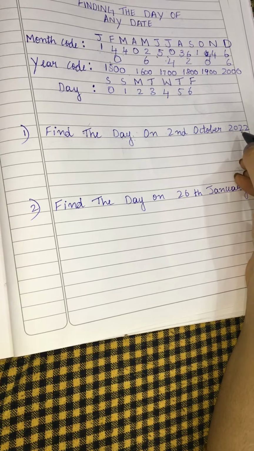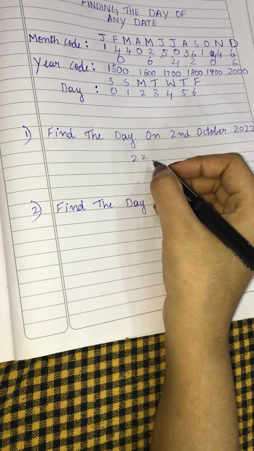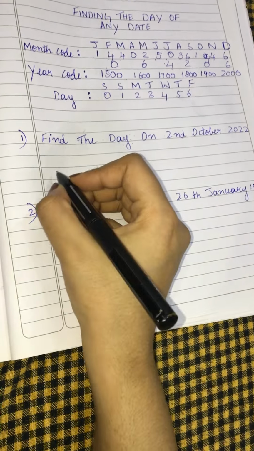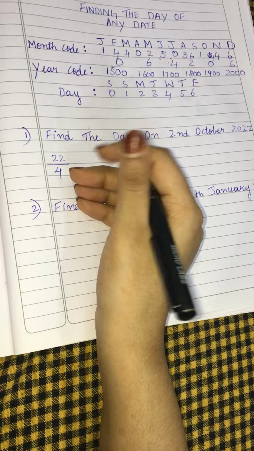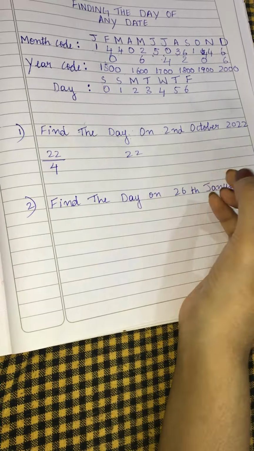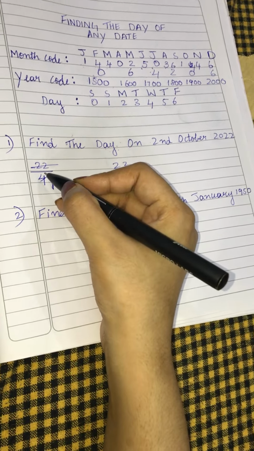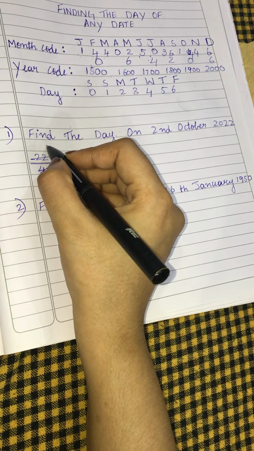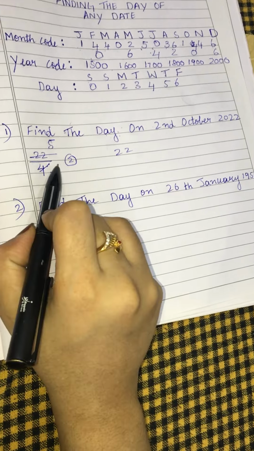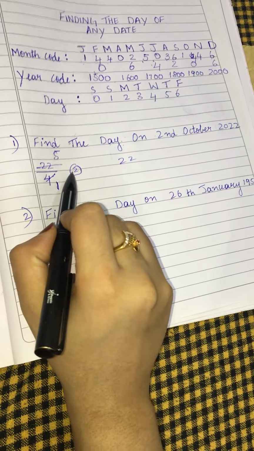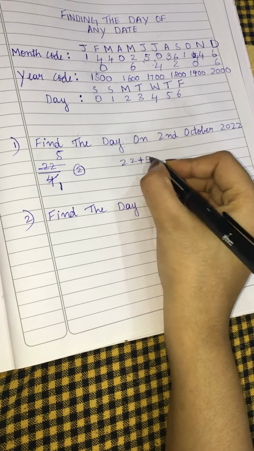It is telling us 2022. We'll take this 22 and write it here. Now we will divide this 22 by 4. Why 4? Because of the leap year we are dividing it by 4. How much are 4 ones? 4. It will not go directly, so which is the closest number to 22? 4 fives are 20. What is the remainder? 22 minus 20 is 2. The remainder is 2. Now this 5 we will add to this 22. 22 plus 5.